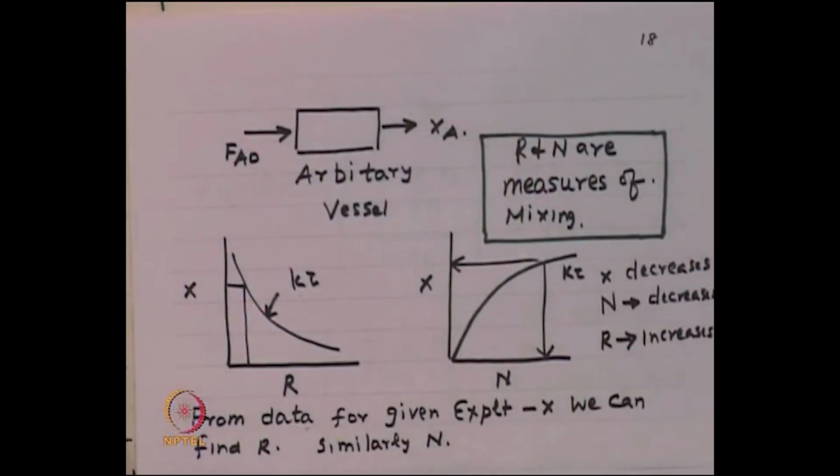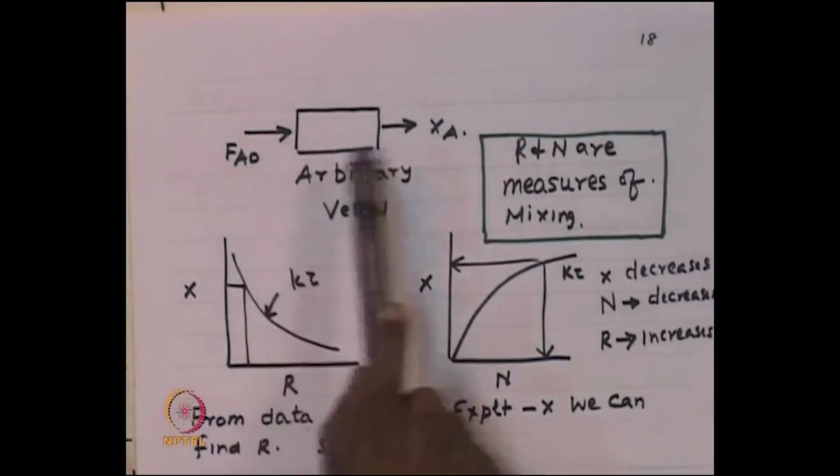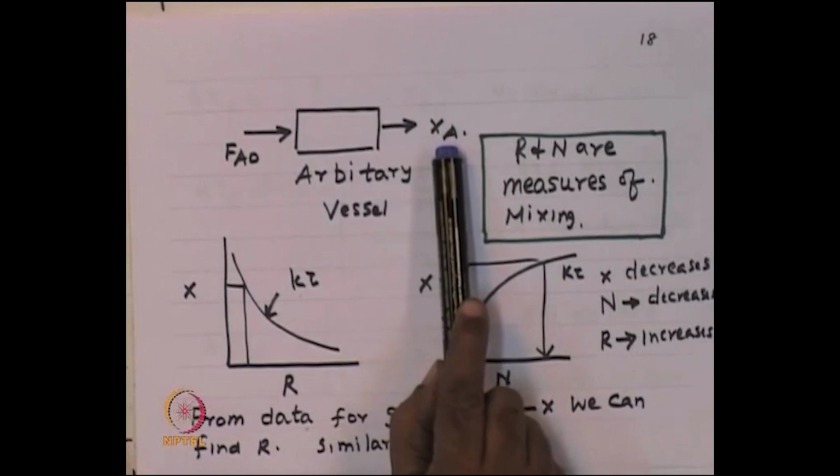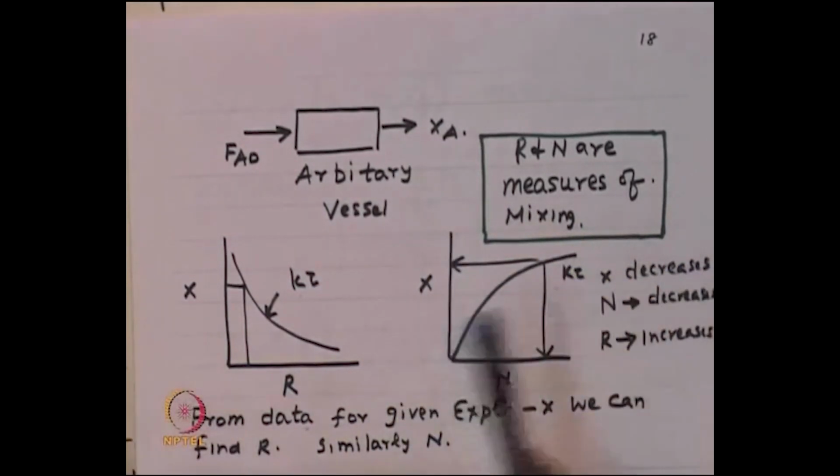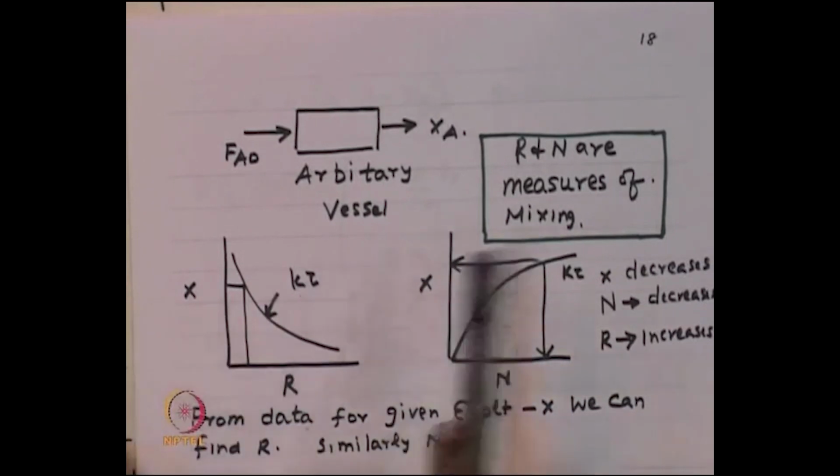So, to summarize this, let us just look at an example. Let us say you have an arbitrary vessel. What is this arbitrary vessel? We do not know what it is. We are doing an experiment in which you put in Fa0, and you get a conversion of Xa. I ask you, now, is it a plug flow reactor? What is it? We do not know. What do we do now? We simply make a plot.